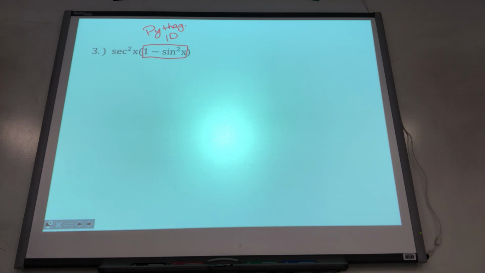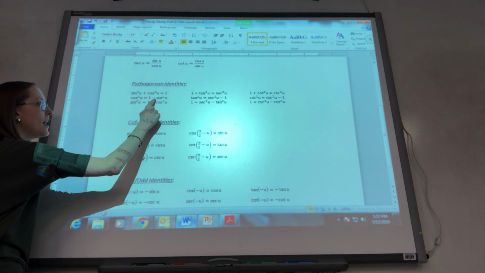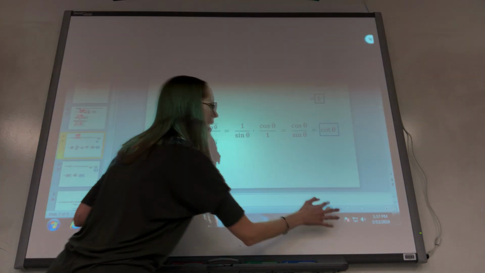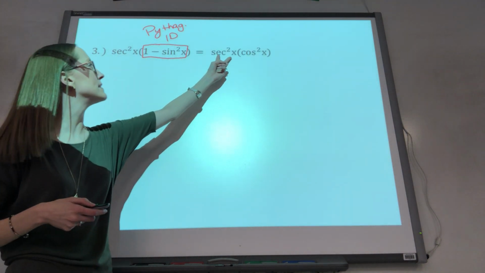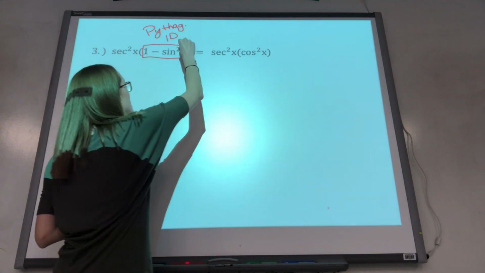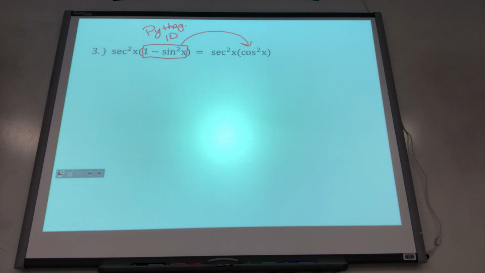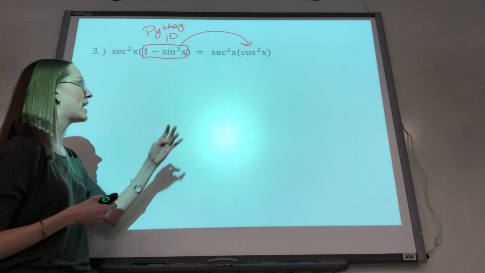Now, does anybody see what 1 minus sine squared equals? Cosine squared. If you're not seeing it, it's right here. 1 minus sine squared is cosine squared. So let us replace, I'm not touching this part, that part is still there, but let's replace what was in parentheses with just cosine squared of x. Okay, well, we're getting somewhere.